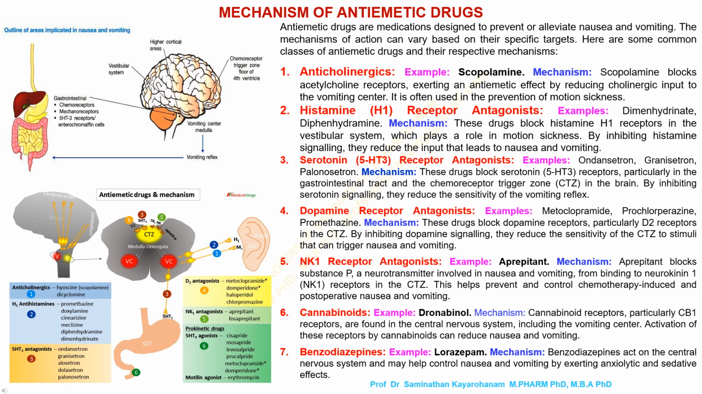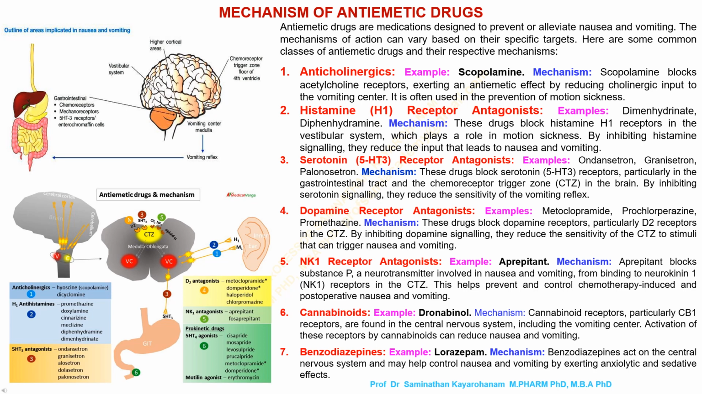2. Histamine H1 receptor antagonists. Examples, dimenhydrinate, diphenhydramine. Mechanism: these drugs block histamine H1 receptors in the vestibular system, which plays a role in motion sickness. By inhibiting histamine signaling, they reduce the input that leads to nausea and vomiting.